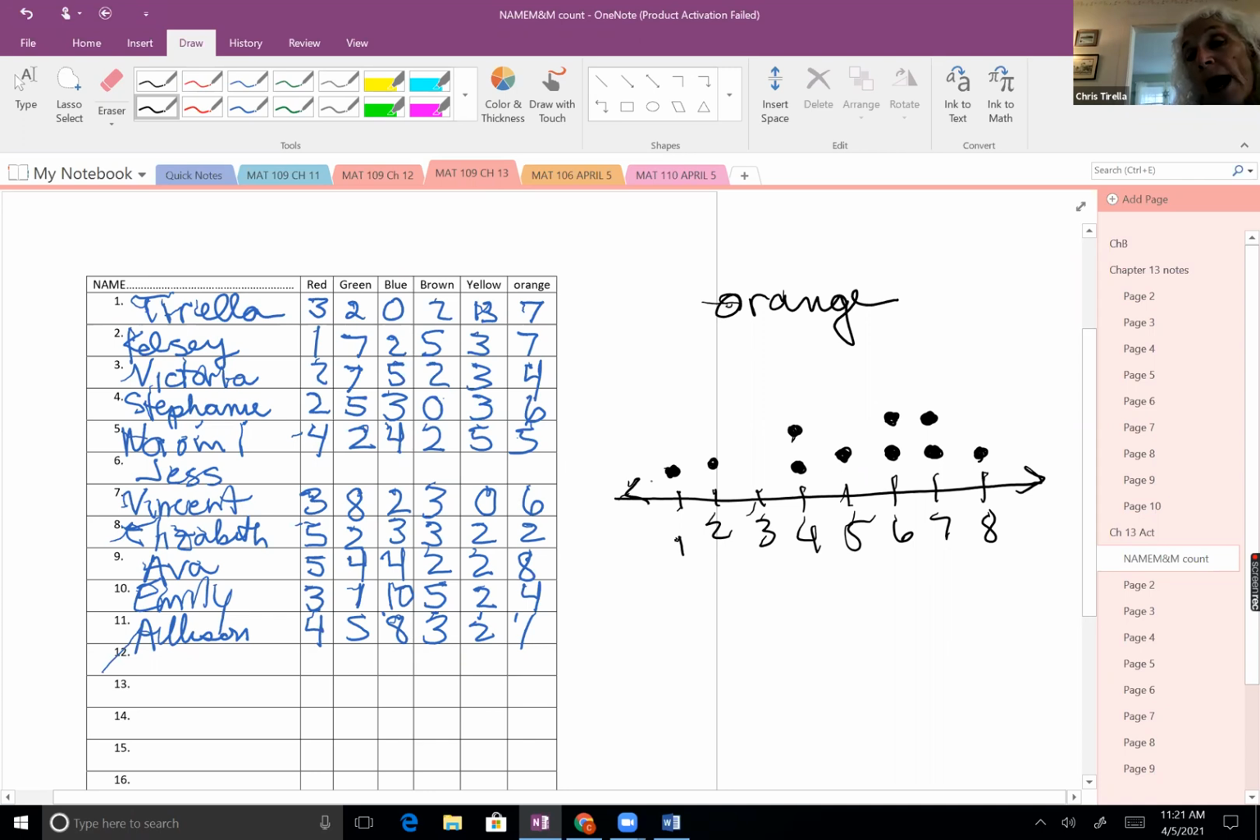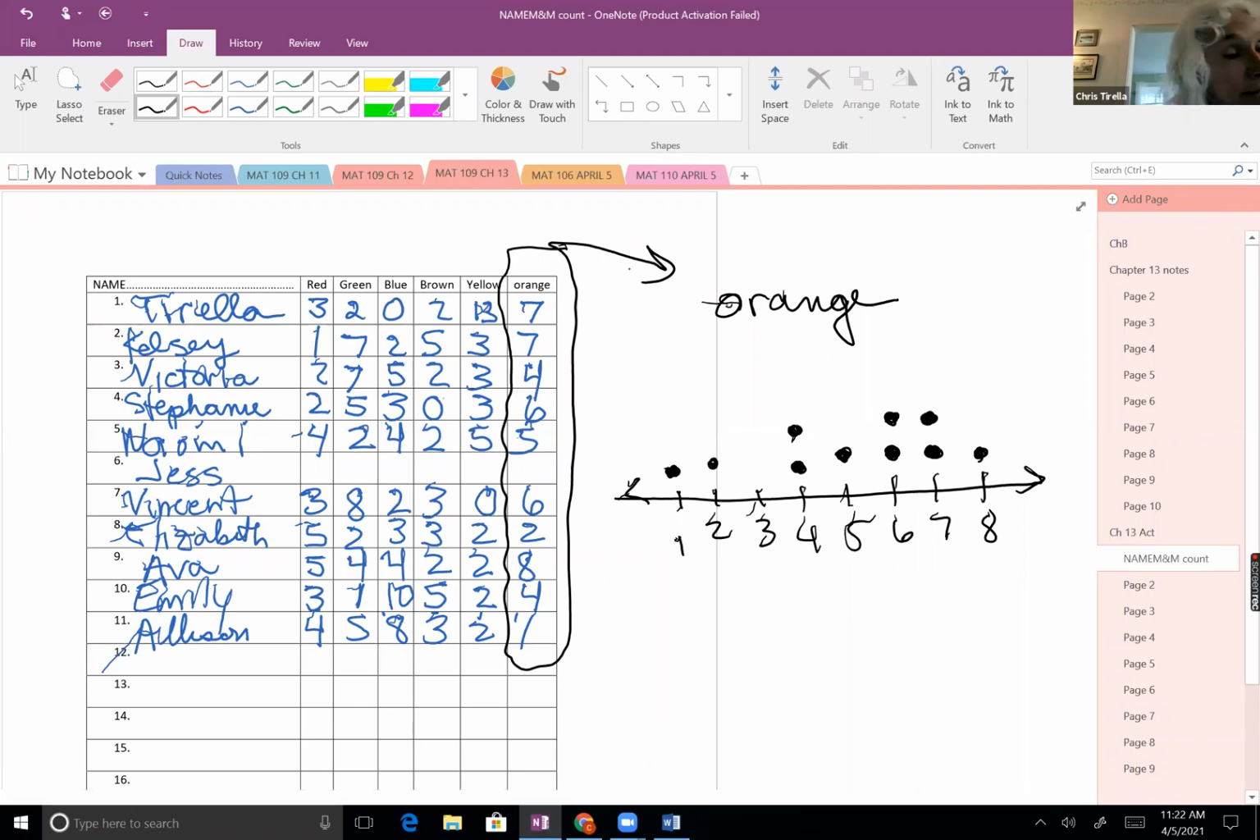And so here I have a dot plot that shows me the distribution of my orange for each sample. Is everybody comfortable with that idea of making a dot plot, putting the dots above the numbers? So is that just our data that we're putting on the dot plot? No, we're using everybody's. This is what you need everybody's for. That dot plot that I did made use of everybody's orange. You're going to make one for everybody's orange, everybody's yellow, everybody's brown, everybody's blue, and everybody's green.